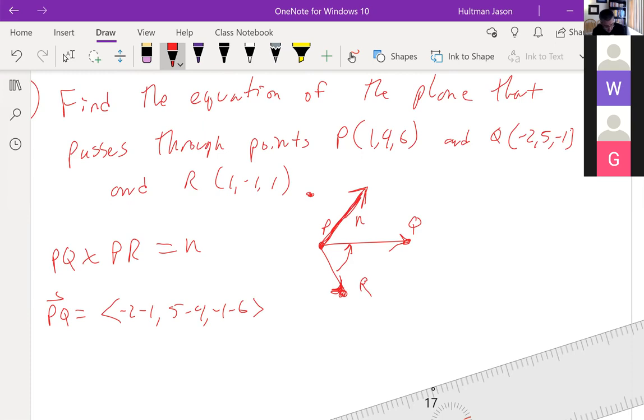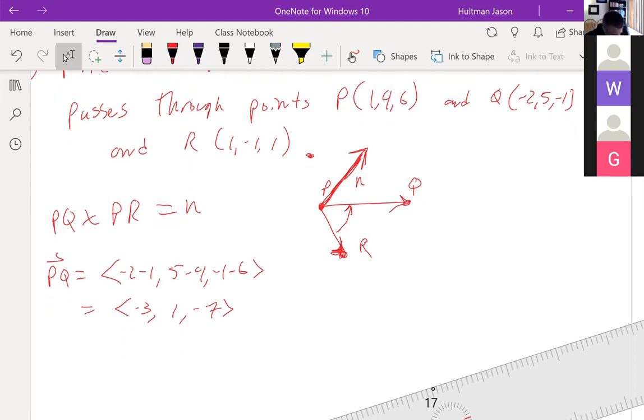Okay, good. Okay, so PQ is equal to -3, 1, and -7, right? -3, 1, and -7. Okay, what about PR? What's that one going to be?